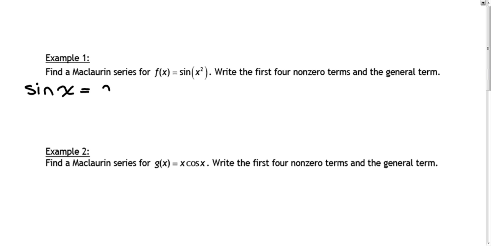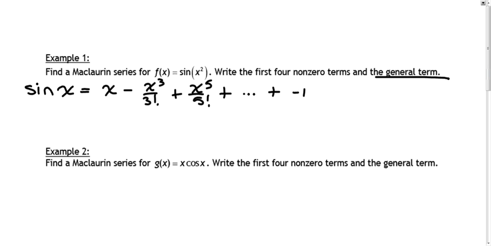That is x minus x cubed over 3 factorial plus x to the 5th over 5 factorial plus dot, dot, dot. It says it wants the general term as well, so I would go ahead and include the general term: negative 1 to the n of x to the 2n plus 1 all over 2n plus 1 factorial. And again, you need to memorize that. That should just come falling right out of your mouth at any time.